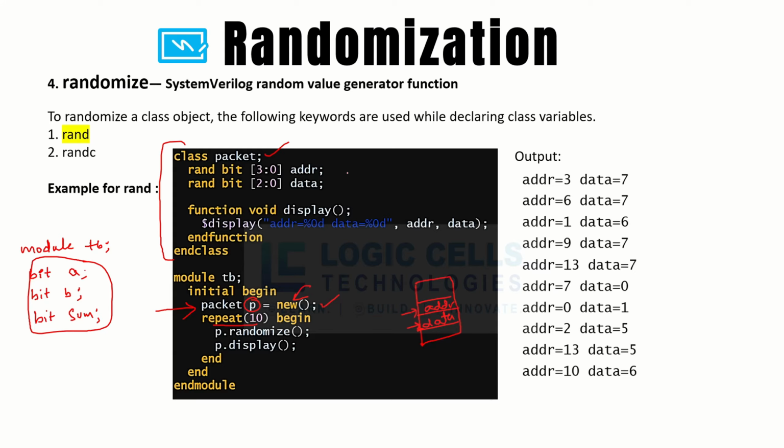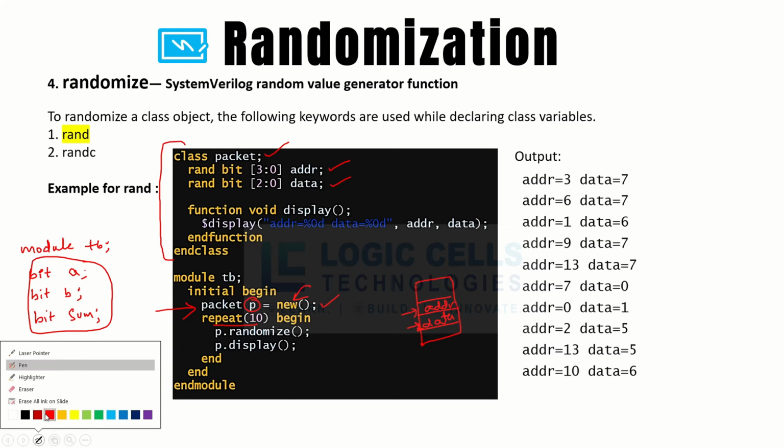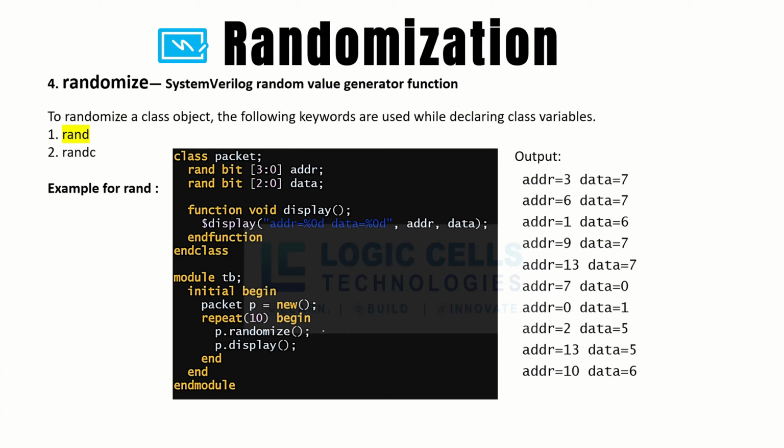How will we generate here? We are not using address and data to generate the random values for them. Directly, we are randomizing the object itself. Check this line: P dot randomize. What exactly does P dot randomize do? When we call the new function through P, it allocates some memory for address and data, correct? P dot address is this pointer, P dot data is this, pointing to this location. Whenever you randomize, the new values will go and sit here.